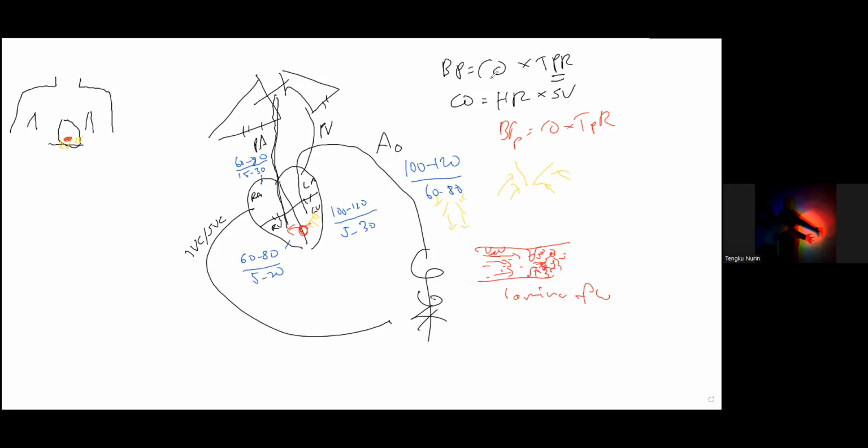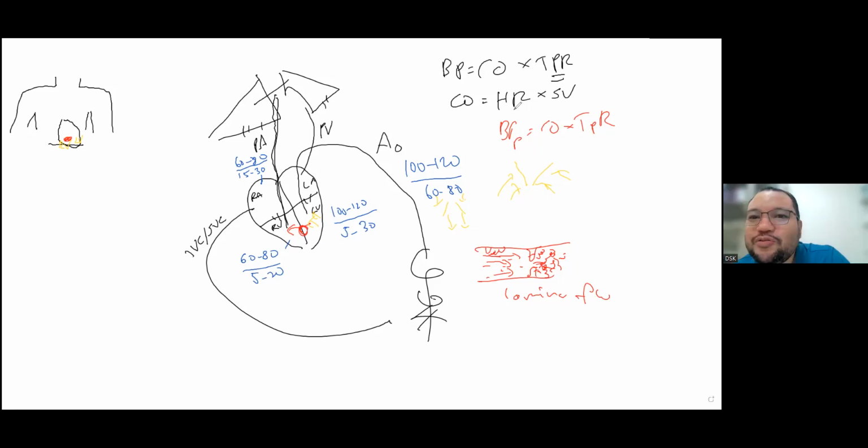Increase heart rate, increase stroke volume. Increase heart rate becomes what? It becomes tachycardia, right? Tachycardia, heart rate increase. That is why among the signs of cardiac failure is tachycardia.